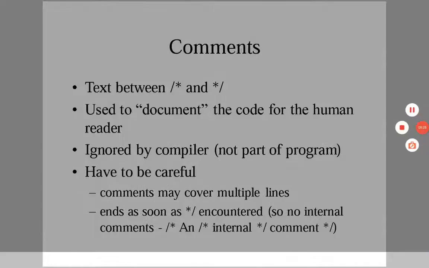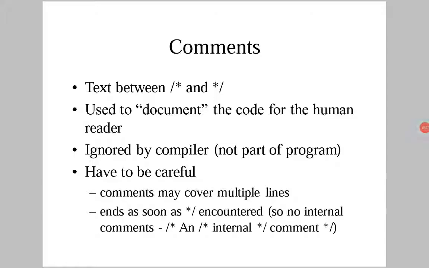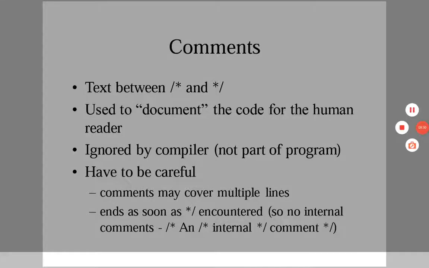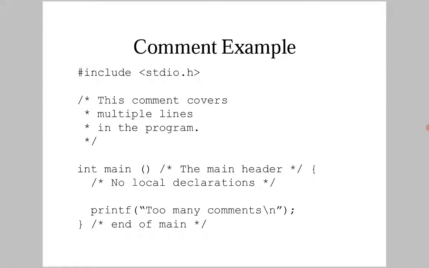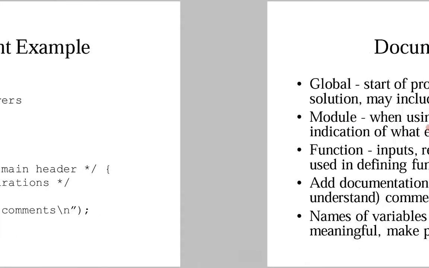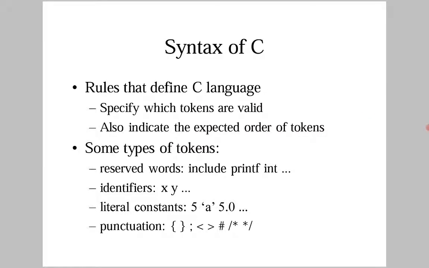Next is comments. So what are comments? Comments are text between slash star and star slash, used to document the code for the human reader, and ignored by the compiler. Have to be careful. This is a simple example program using some comments. Comments are written between the slash star and the star slash symbols.